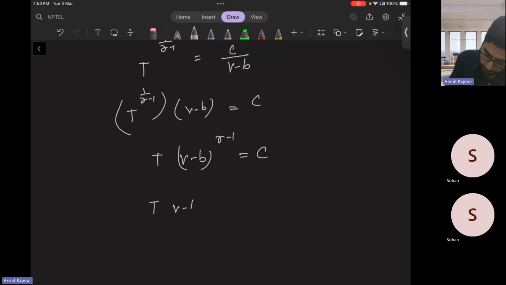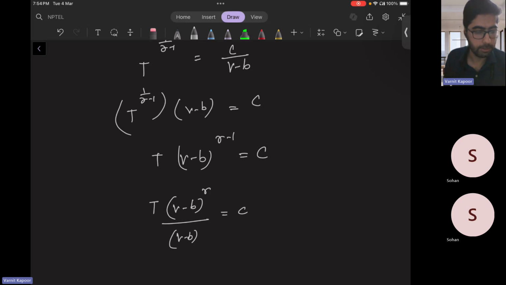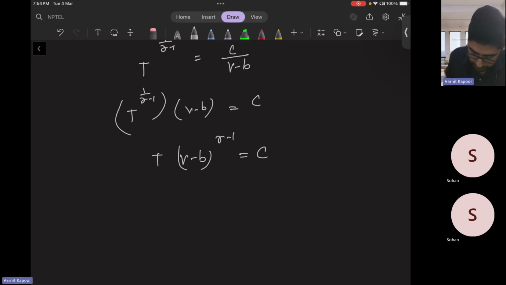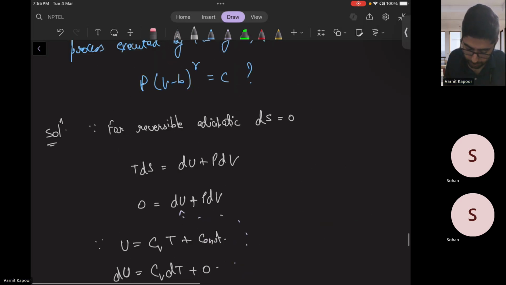T into V minus b to the power of gamma divided by V minus b is equal to constant. Can I write like this or not? Or let us do one other thing. It's given that the gas follows P (V minus b) to the power of gamma is equal to RT. Is it fine? This is given in the question.